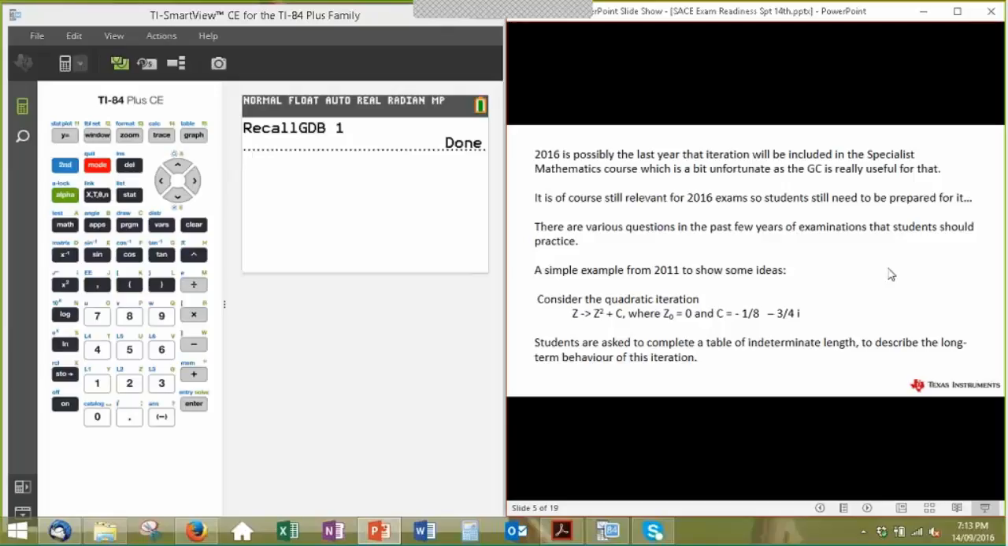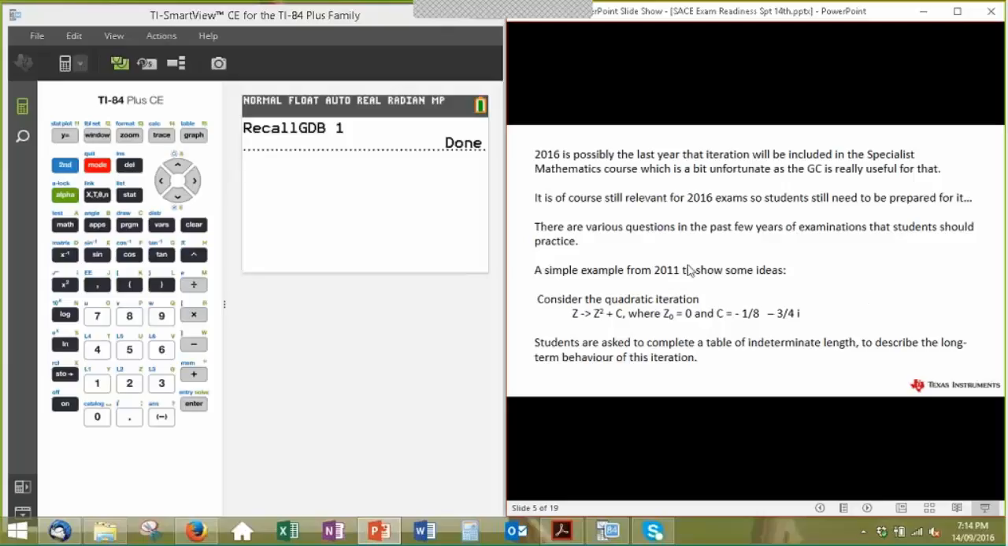So just to look at a couple of questions, we did say that we'd have a look at iteration, and of course most of the work on iteration is going to be ditched for next year. If you're not already aware of that, you need to have another look at the syllabus that's coming, but just to show you it's still relevant for this year, here are some very simple little examples.